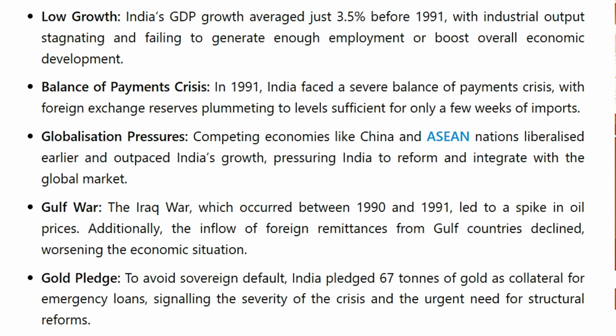Gulf War. The Iraq War, which occurred between 1990 and 1991, led to a spike in oil prices. Additionally, the inflow of foreign remittances from Gulf countries declined, worsening the economic situation. Gold pledge. To avoid sovereign default, India pledged 67 tons of gold as collateral for emergency loans, signaling the severity of the crisis and the urgent need for structural reforms.